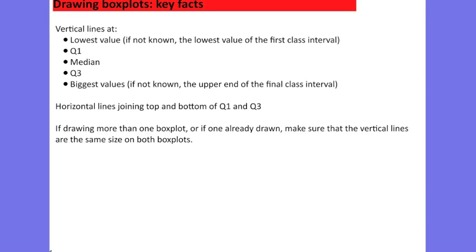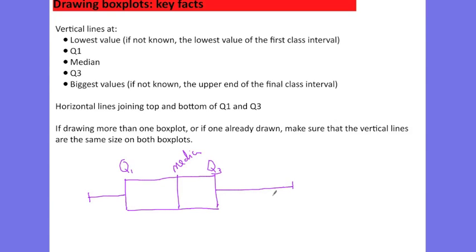Drawing box plots. There are several vertical lines that are really important on a box plot, and they're listed here, 5 different lines. We have the lowest value, and this is a smaller line. We then have Q1. We then have the median. We then have Q3, and then we have the biggest value. Now these will be joined by horizontal lines, that's Q1 and Q3. Here Q1, Q3, the median line. And here our smaller lines will then be joined to the box. So they're the main features of a box plot.